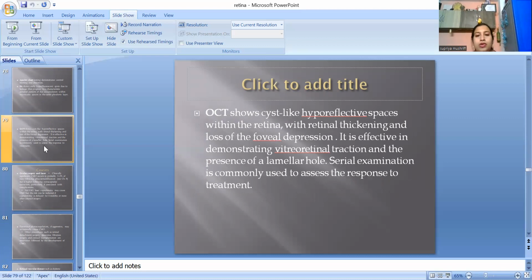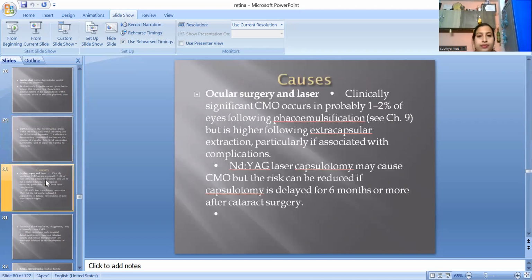In OCT, cystoid macular edema shows cyst-like hyporeflective spaces within the retina with retinal thickening and loss of foveal depression. It is effective in demonstrating vitreoretinal traction and the presence of a lamellar hole. Serial examination is commonly used to assess the response to treatment.